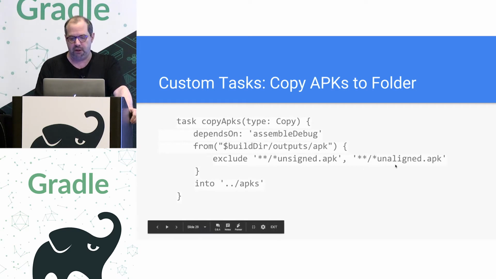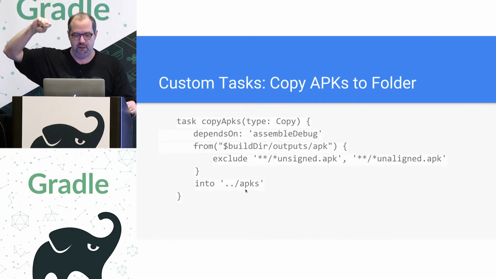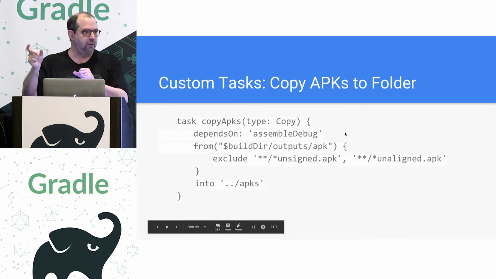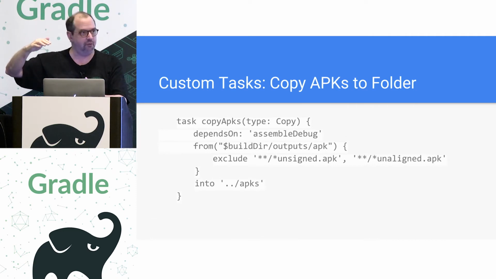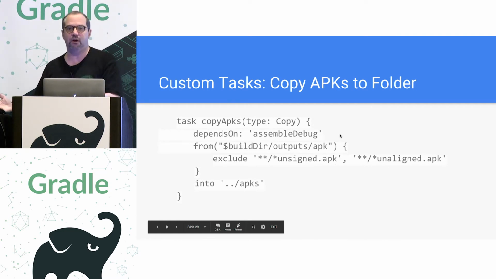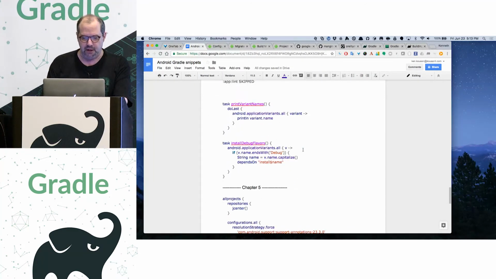So grab whatever they are other than this, copy it into APKs, which is a directory above where I'm running this, and in order to put this into the graph, the task graph, I'm going to say, of course, there's no point in doing this until the APKs have been generated. So make sure that this task depends on assembleDebug, if you will. So again, a very simple mechanism here.